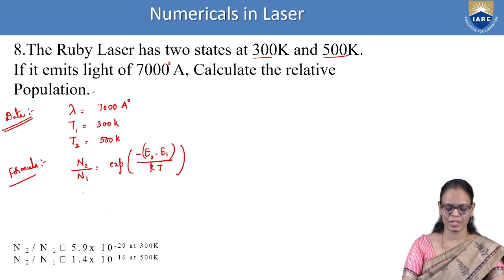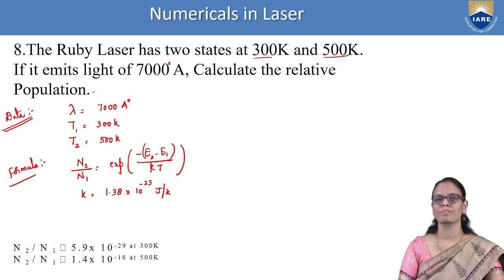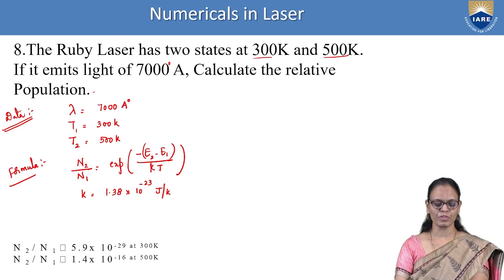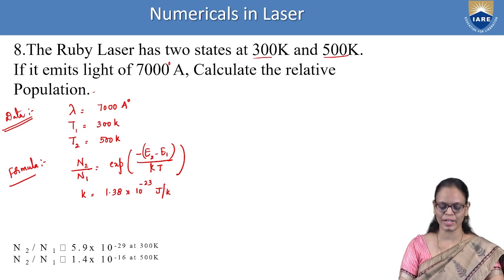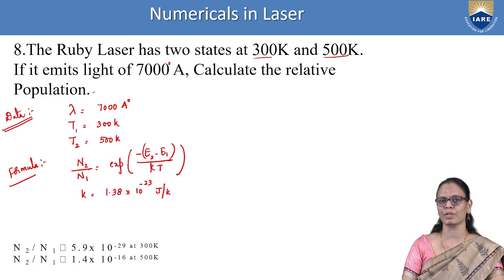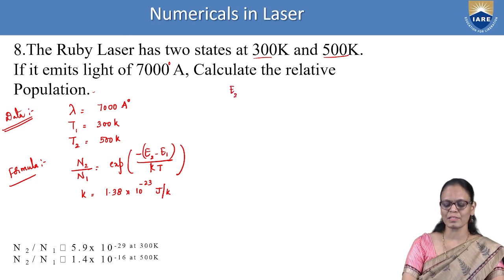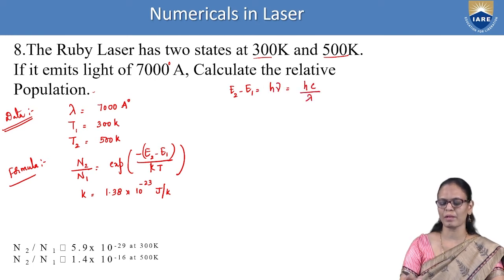So K is a constant, the Boltzmann constant, 1.38 into 10 power minus 23 joules per Kelvin. And we have to find at two different temperatures. So let us first find E2 minus E1. So E2 minus E1 is equal to h nu or hc upon lambda. Because we are given the wavelength lambda, we are writing the formula for energy in terms of lambda.